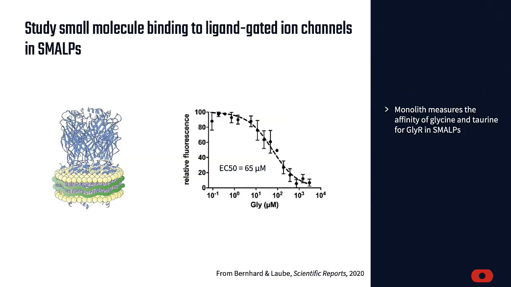So in this final example, the researchers have used the SMA polymer for detergent-free extraction of a ligand-gated ion channel, and that's the glycine receptor, while preserving the native lipids surrounding it. And you can see in the graph on the right how they've used the monolith to confirm that the receptor still binds glycine when extracted into SMALPs. So here, the monolith allowed them to measure the binding affinities between the glycine receptor and glycine and taurine, but in solution, embedded in its native lipid bilayer, and with both sides of the receptor accessible.